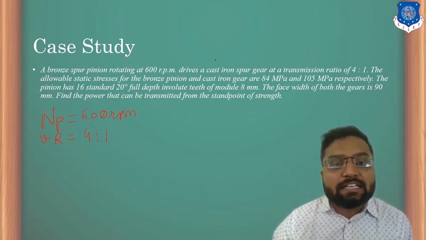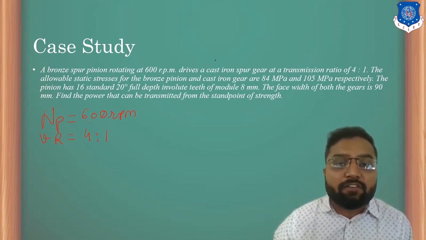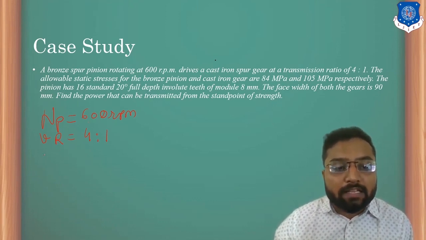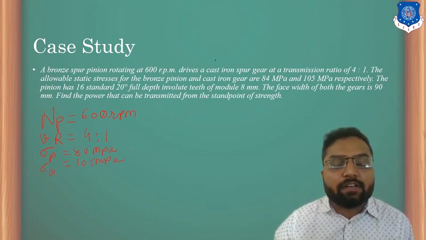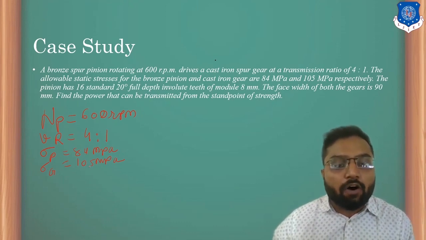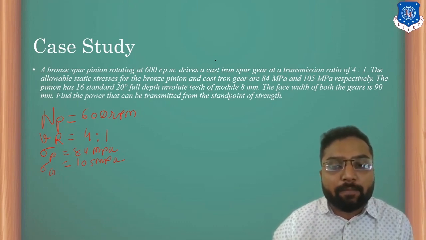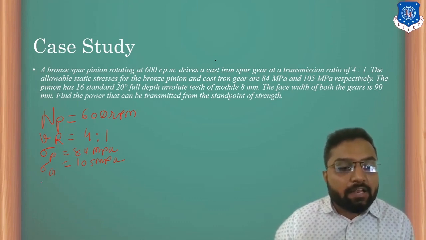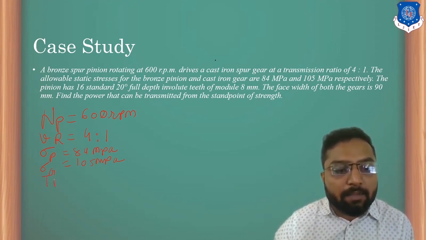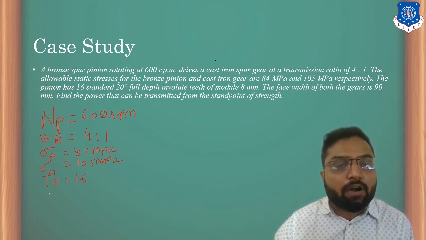The allowable static stresses for the bronze pinion and cast iron gear are 84 megapascal and 105 megapascal. So the allowable stress for the pinion is 84 megapascal and for the gear is 105 megapascal. So we are given two limiting stresses for the gear and pinion. The pinion has 16 teeth, so TP is 16.